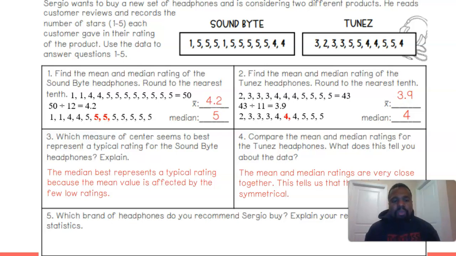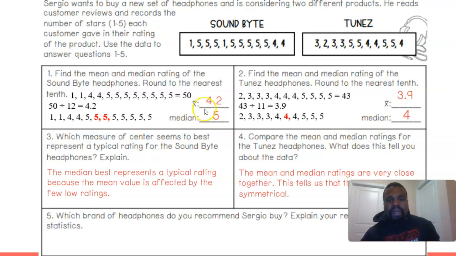And so it says, which brand of headphones would you recommend for Sergio to buy? Well, let's compare the mean and the median for both. The mean is 4.2 versus 3.9 for Tunes. The median is 5 versus the median of 4. And this is talking about customer ratings on a scale from 1 to 5. So the higher the ratings, the better.